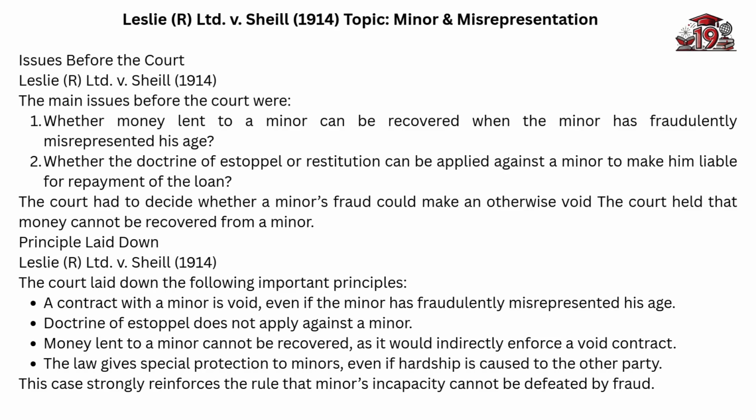Principle laid down. Leslie (R.) Limited v. Sheill, 1914. The court laid down the following important principles. A contract with a minor is void, even if the minor has fraudulently misrepresented his age. Doctrine of estoppel does not apply against a minor. Money lent to a minor cannot be recovered, as it would indirectly enforce a void contract. The law gives special protection to minors, even if hardship is caused to the other party. This case strongly reinforces the rule that a minor's incapacity cannot be defeated by fraud.